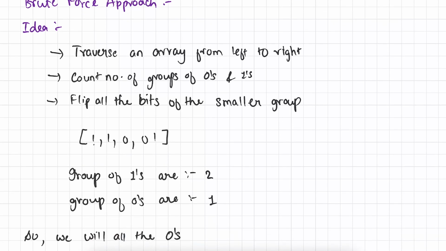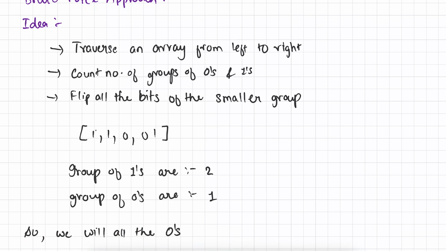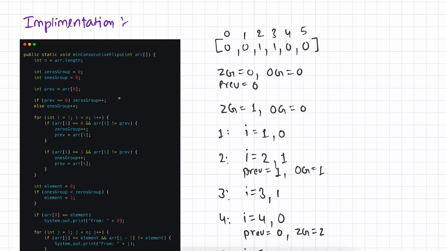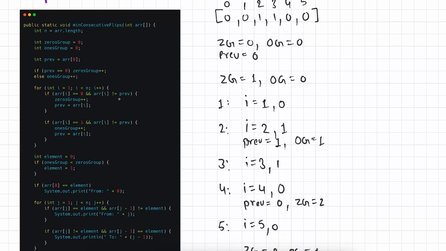Okay, for example, let's say in this array there are 2 groups of 1s and only 1 group of 0s. So we have to flip the elements of the group that has the minimum count. So in this case we will flip all the zeros to 1 to make all the elements the same. So this is the basic idea of the brute force approach. Now let's see the implementation of this basic approach.